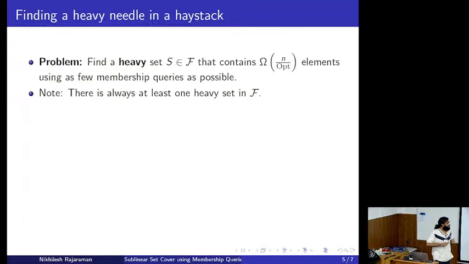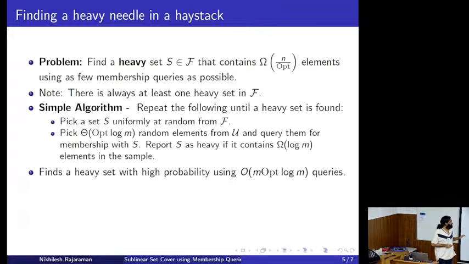And what do we mean by heavy set? It's a set that contains something like omega of n by opt elements, where opt is the size of the optimal set cover. Now if you're familiar with the greedy algorithm for set cover, it should be clear why we're trying to do this, because if you have a query efficient algorithm to do this, and we run it repeatedly, then we get a log n approximation for set cover. And note that it's not too hard to show that there'll always be at least one heavy set. So okay, this is the problem we're trying to solve.